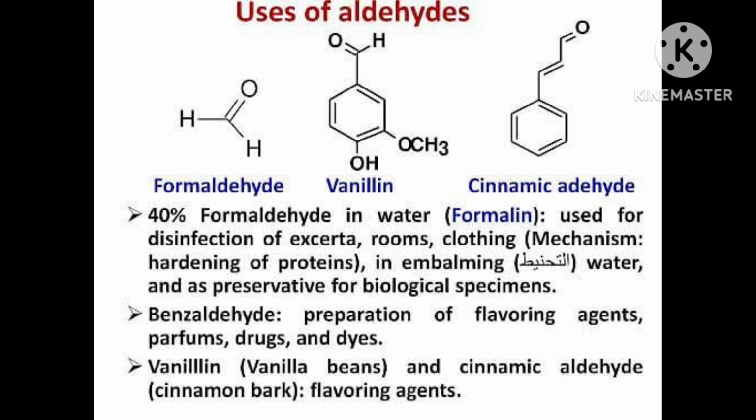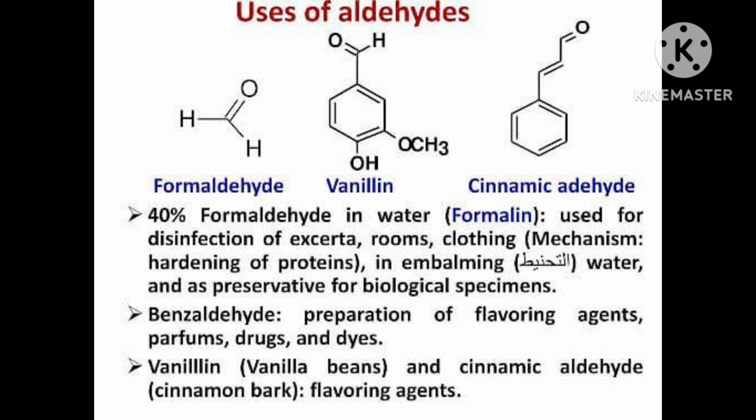Now, what is the structure of vanillin? Very important, a question is asked. Vanillin has a benzene ring with 3 groups attached. At carbon number 1, an aldehyde group, CHO, is attached. At carbon number 3, OCH3 is attached, and at carbon number 4, an OH group is attached.